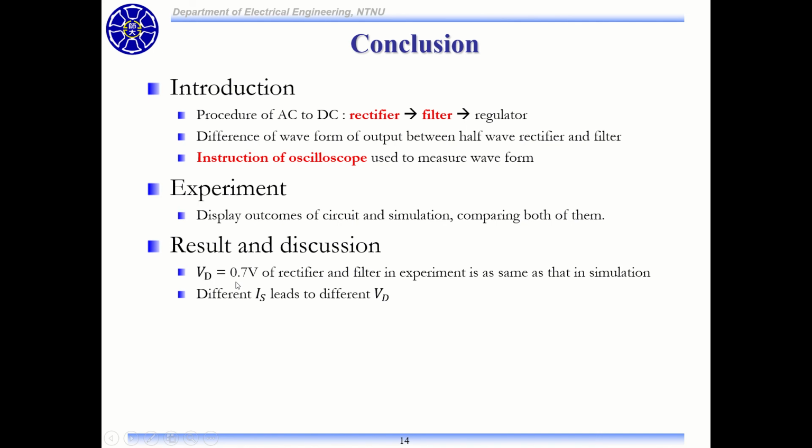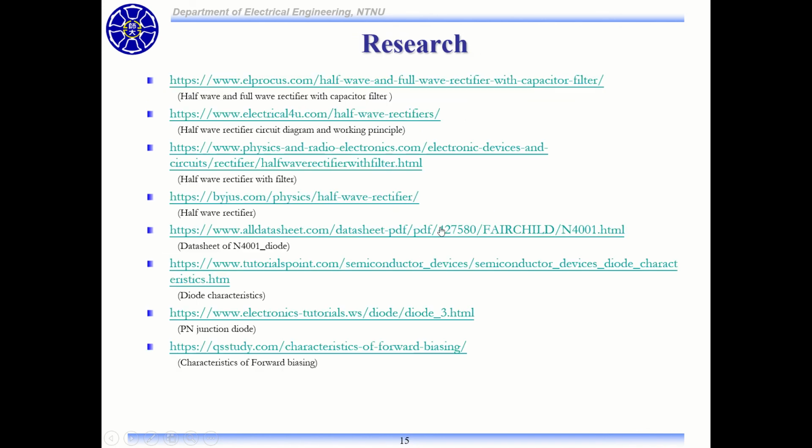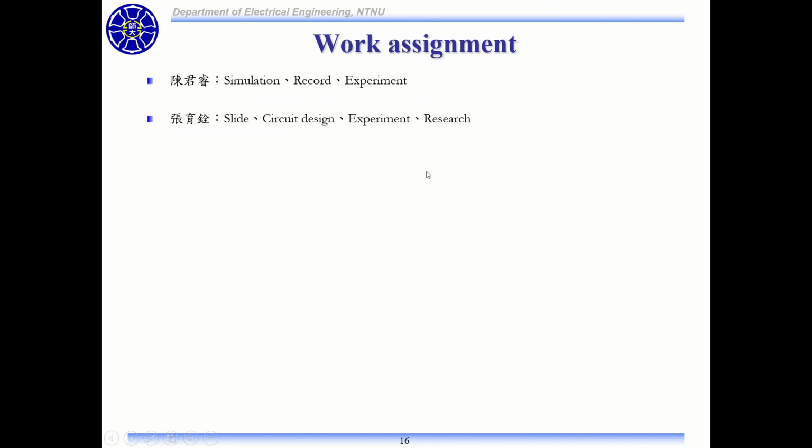VD equals 0.7 volts of rectifier and filter in experiment is the same as that in simulation. And we find that different IS leads to different VD. And this is our research and the reference. And this is our work assignment.